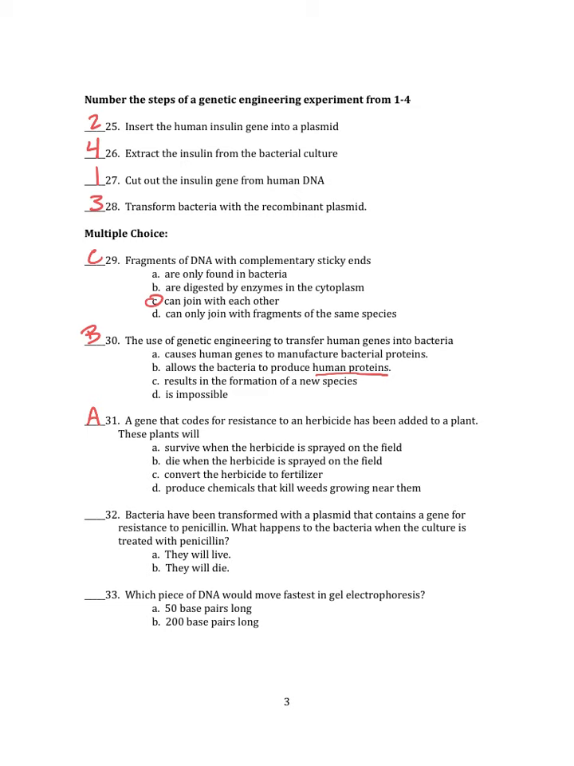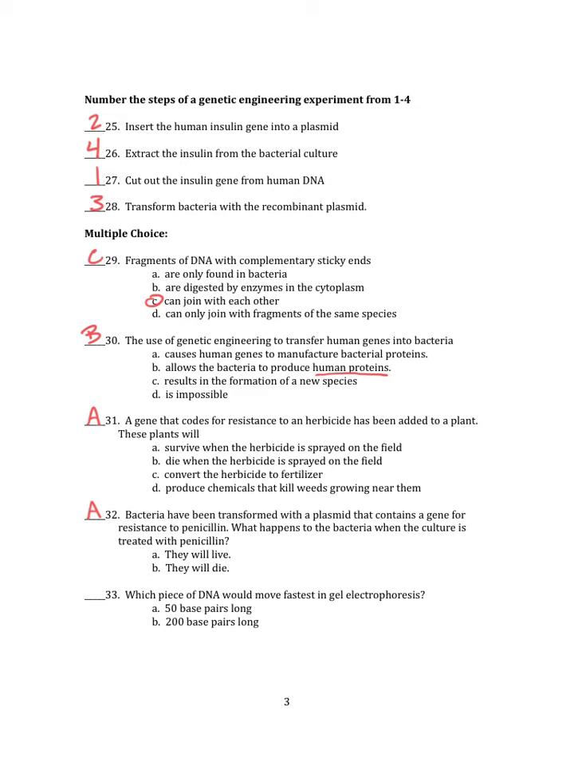Bacteria have been transformed with a plasmid that contains a gene for resistance to penicillin. Penicillin is an antibiotic. What happens to the bacteria when the culture is treated with penicillin? When bacteria have bacterial resistance, they will actually live even though they've been treated with an antibiotic. And so bacteria that are resistant to antibiotics can actually be harmful to humans because they are harder to treat with medicine.